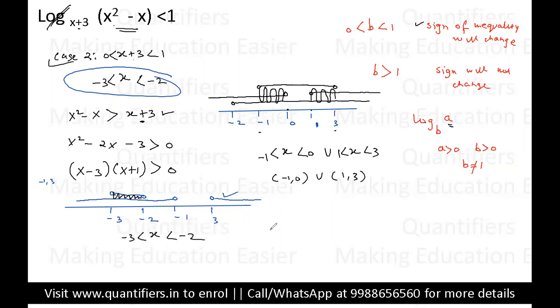So now which will be the final answer? This thing we got from the first case, and this we are getting from the second case. So students, finally the answer will be, you have to combine both of these, right? So the answer will be -3 to -2, union -1 to 0, and union 1 to 3. So this will be the answer, guys.